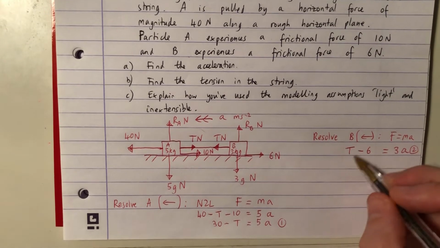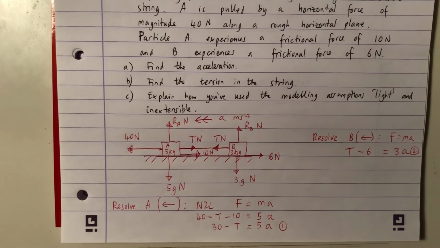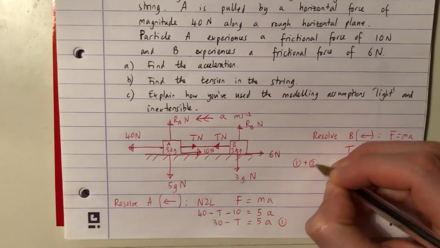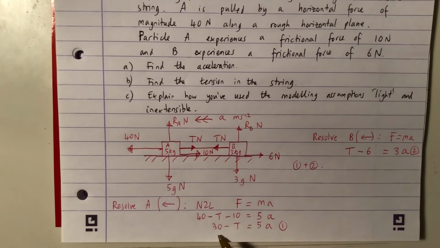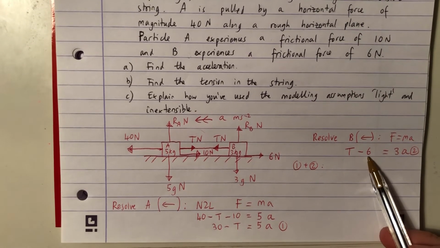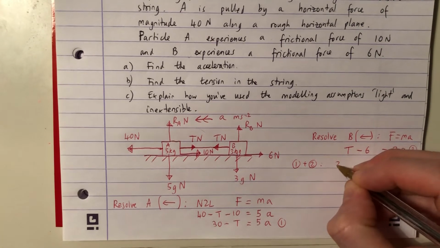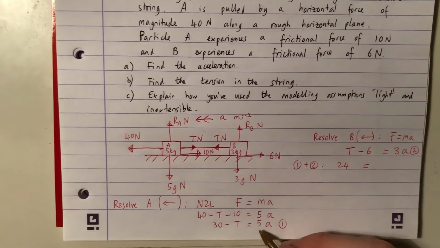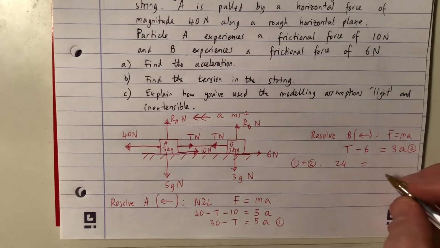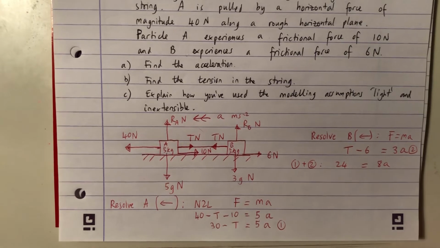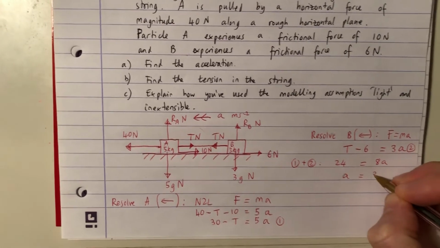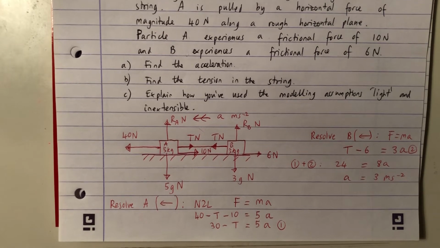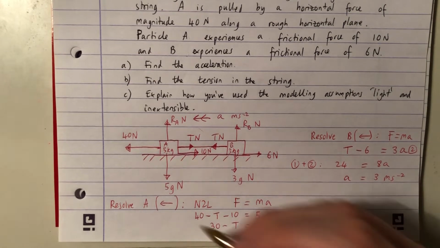I want to eliminate the T's, and you can do it in one step. You just add the equations. 30 plus -6 is 24. Minus T plus T disappears. 5a plus 3a is 8a. And that gives you acceleration is 3 meters per second squared. And that is actually part A done.